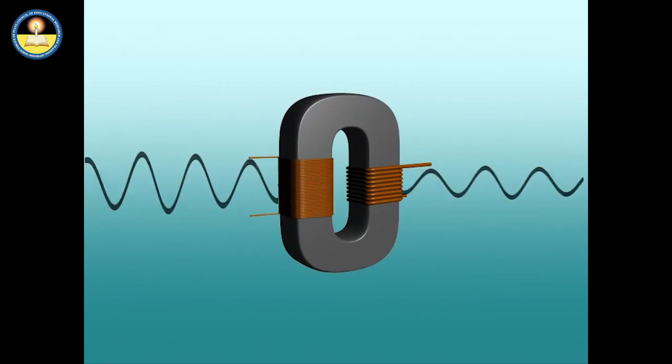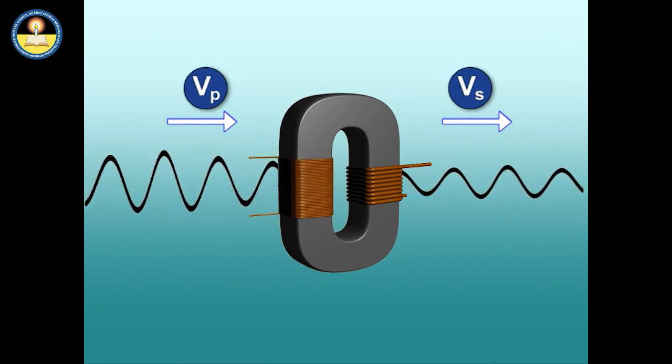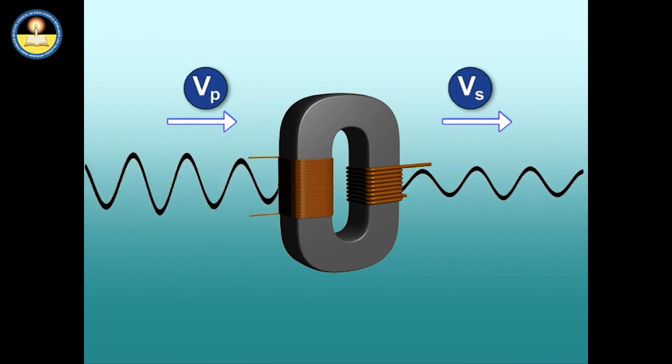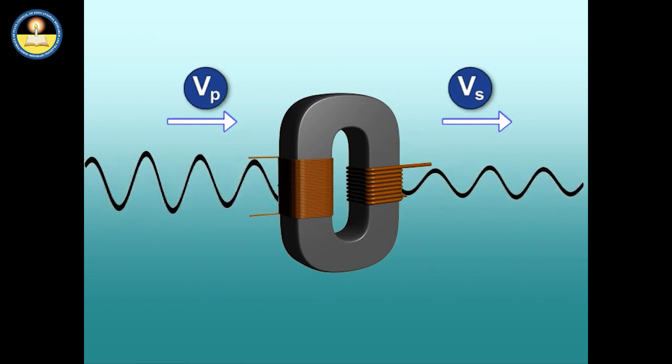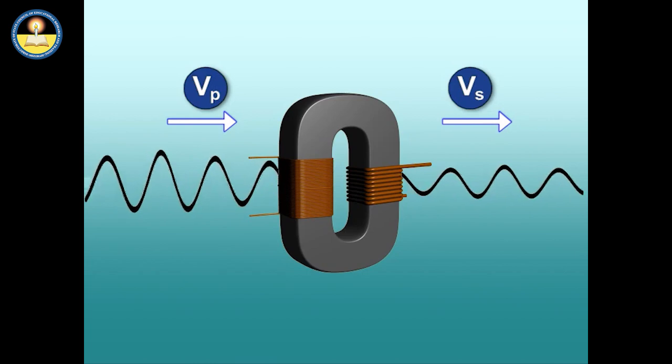Here, it should be noticed that the transformer is used to change the voltage of the alternating current only. Do you have any idea of alternating current? We will discuss it in the next class.